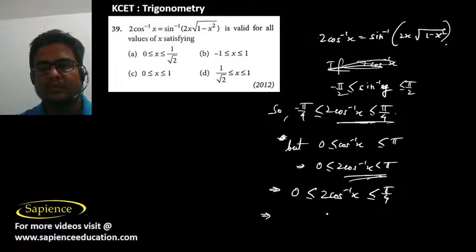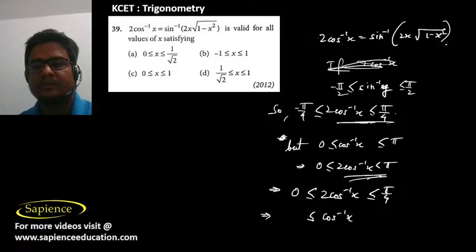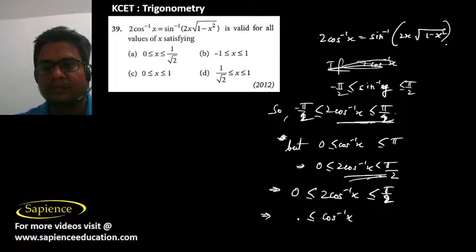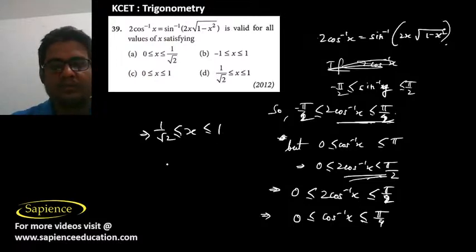So cos inverse x should go from 0 to pi by 2. Okay, so cos inverse x, that should go from 0 to pi by 4. So it means that x should go from cos pi by 4, which is 1 by root 2, to cos 0, which is 1. So option D is the correct answer.